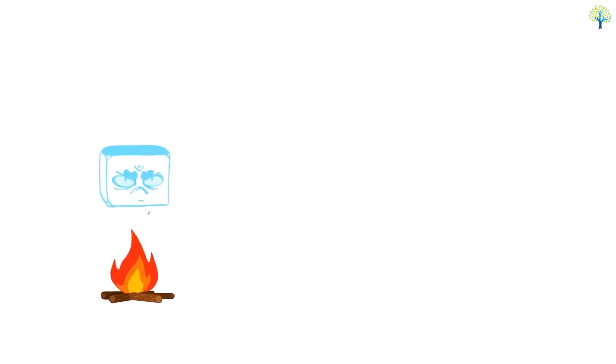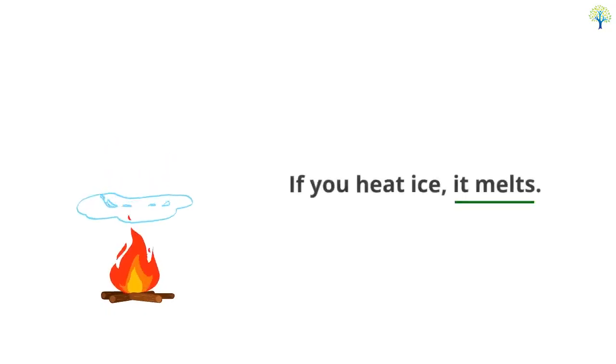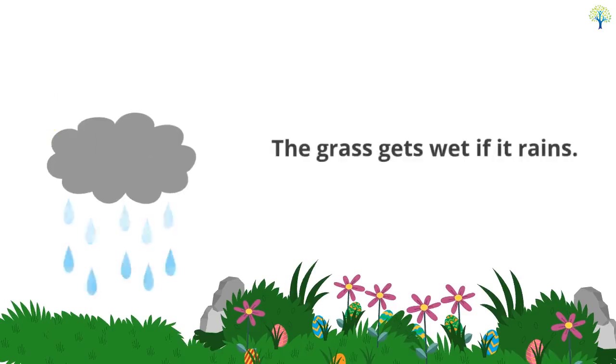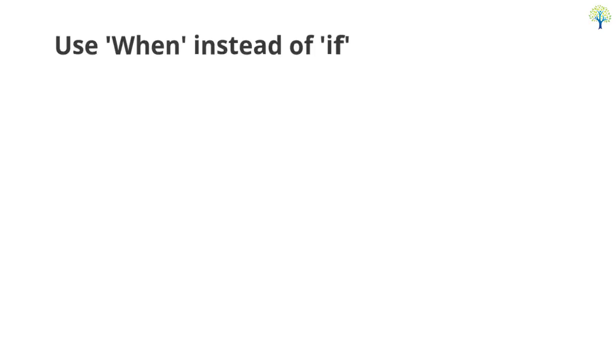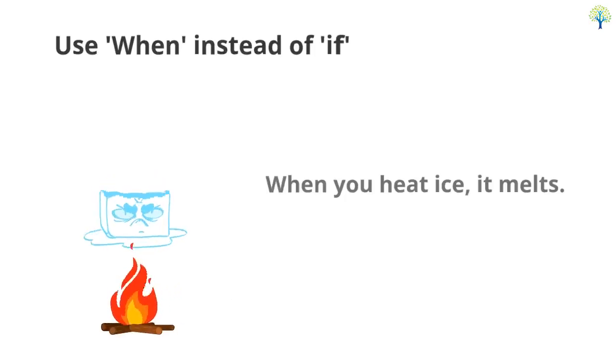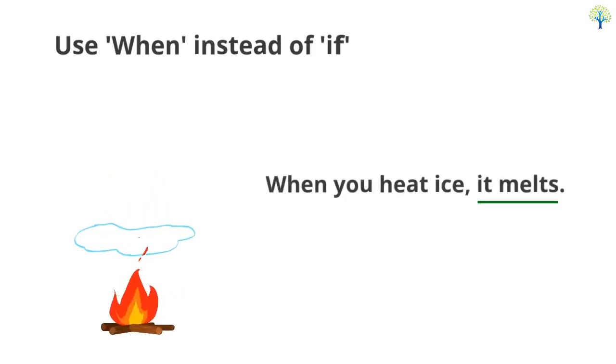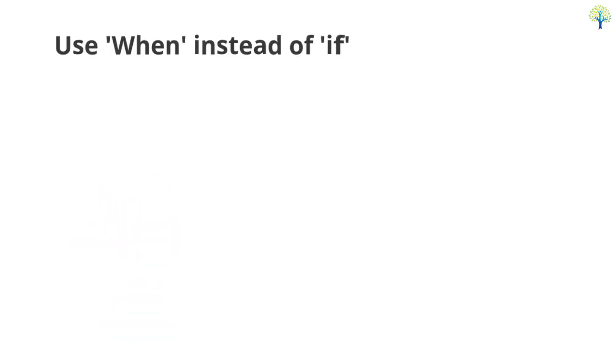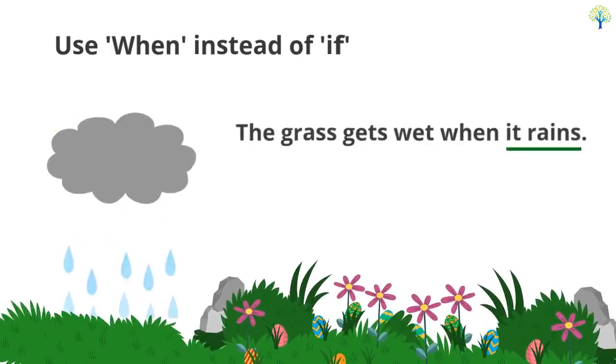For example, if you heat ice, it melts. Or, the grass gets wet if it rains. You can also use when instead of if. For example, you can say, when you heat ice, it melts. Or, the grass gets wet when it rains.